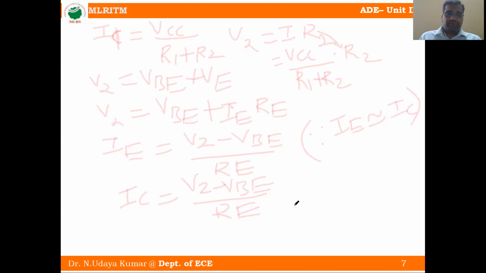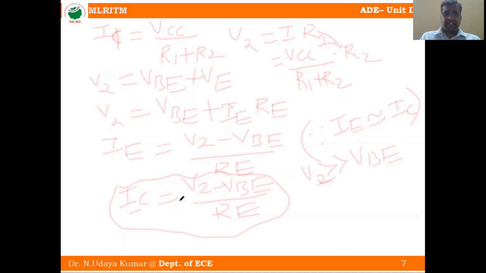Here you can observe that in previous methods, collector current depends on temperature. If temperature increases, VBE increases, then beta increases, then IC increases. Here it is not like this. From this equation we can conclude that IC depends on V2, VBE and RE. But VBE is negligible, so V2 is the maximum. That means V2 is very much greater than VBE, and we neglect VBE also. Because it is the resistor dividing voltage, V2 is the maximum. Okay, so practically IC is independent of VBE, correct?